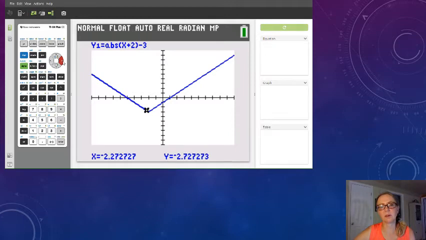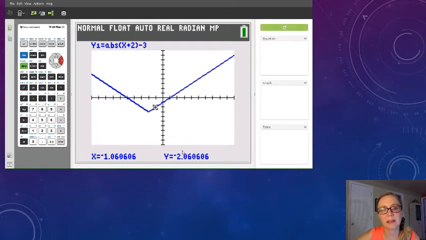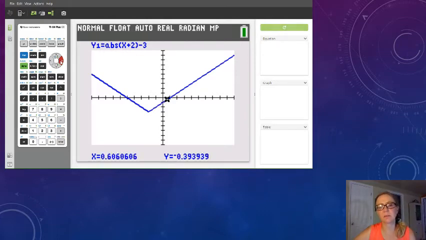And then when I hit the vertex, the graph starts increasing. So if you again will look at those y values, right now I'm at -2-ish. As I keep moving to the right, those numbers get bigger and bigger. So now the function is increasing.